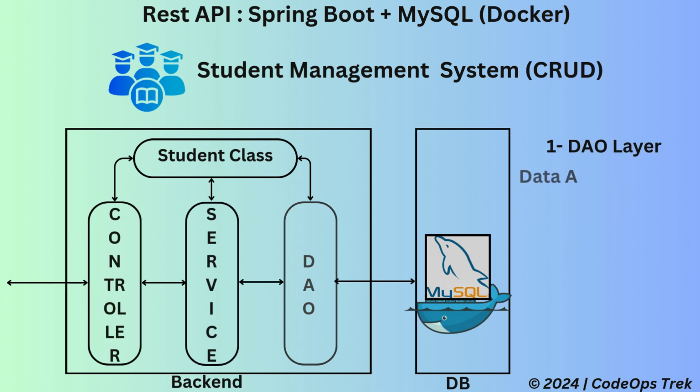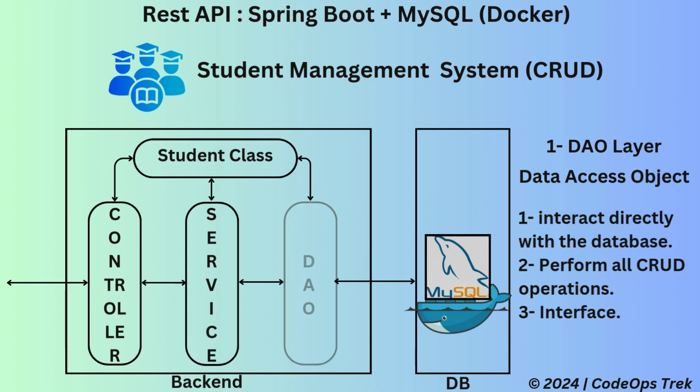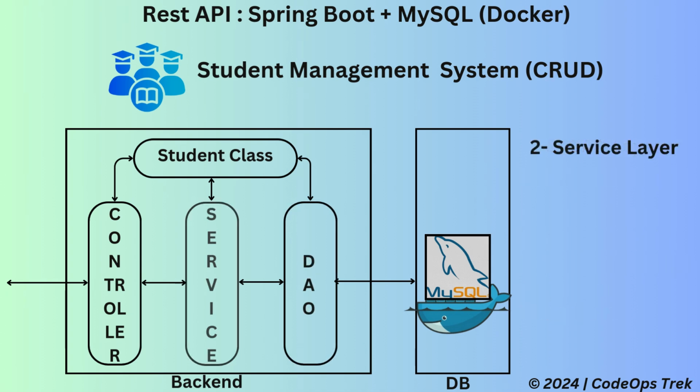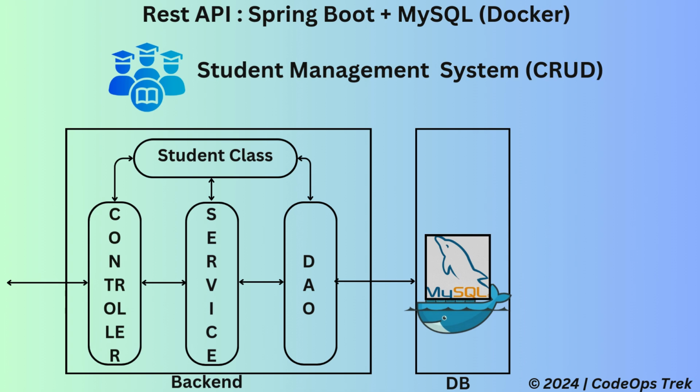First, we have the DAO layer, short for Data Access Object. This layer is responsible for interacting directly with the database to perform all CRUD operations. It's essentially an interface that allows us to connect to the database. Next is the service layer, which implements the logic defined in the DAO layer. Finally, we have the controller layer, where all our REST APIs will be created.